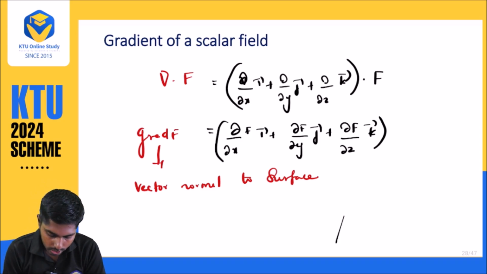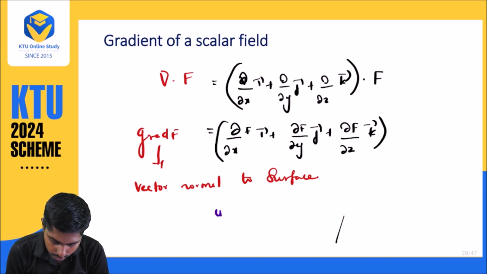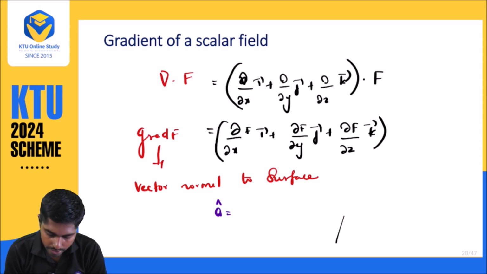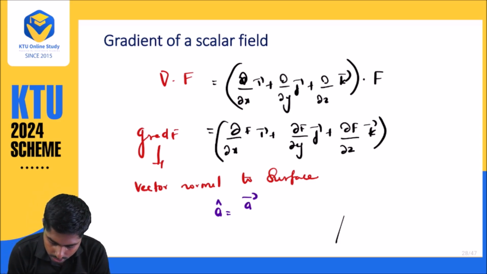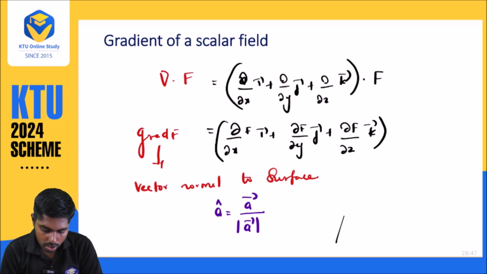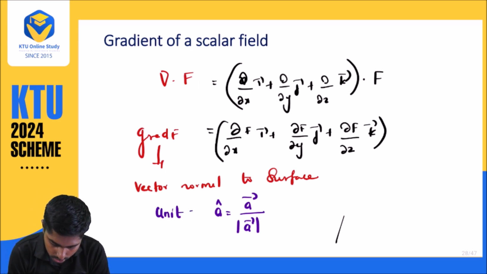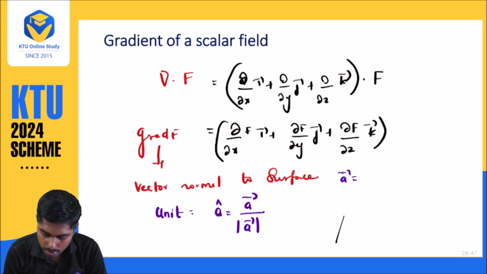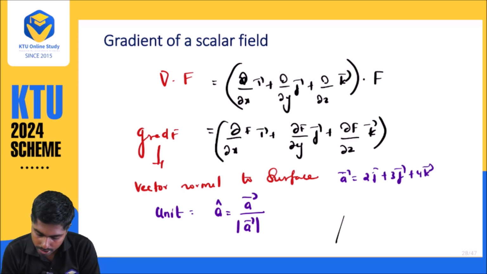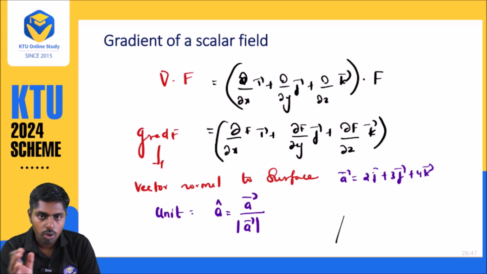So what is a unit vector? How to identify a unit vector? If I need the unit vector of a vector, I divide the vector by the modulus of the vector. A vector divided by the modulus of the vector is nothing but the unit vector. Here, I have mentioned a vector as 2i vector plus 3j vector plus 4k vector. If this is the vector, then what is the unit vector?